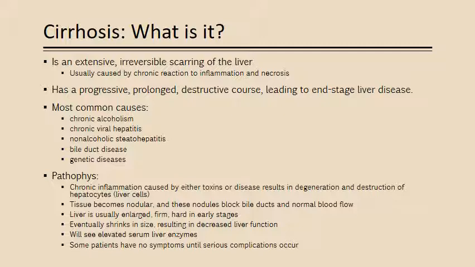So imagine those bile ducts being blocked and normal blood flow being blocked. What's going to happen to the organ behind that? It's going to get enlarged, right? And that's what happens. The liver is usually enlarged, firm, and hard in the early stages. Eventually, it will shrink in size, and this results in the decreased liver function. Of course, lab-wise, we're going to see elevated serum liver enzymes, and some patients will have no symptoms at all until it's serious.